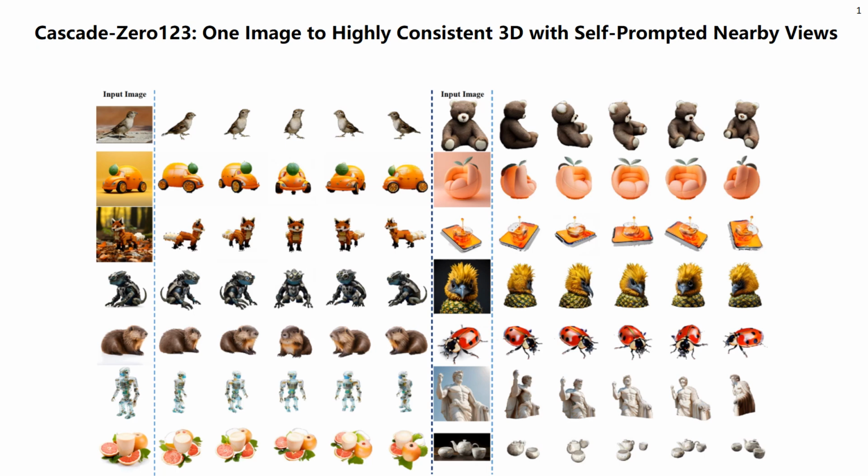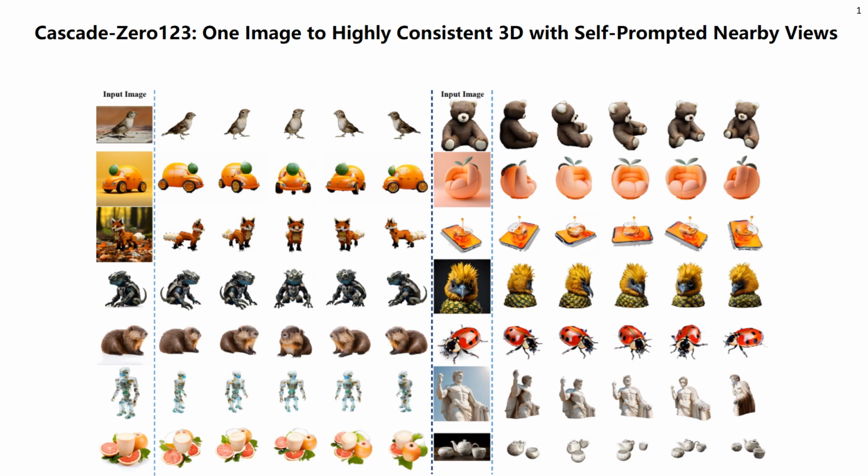Zero123-based methods aim to extend a 2D latent diffusion model to the 3D scope. However, the generated images of these methods are not geometrically and visually consistent across different views. It is challenging to synthesize high-quality novel view images when the camera pose changes dramatically, incurring completely unseen parts. In contrast, Cascade-Zero123 progressively extracts the 3D information from one single image via self-prompted nearby views.